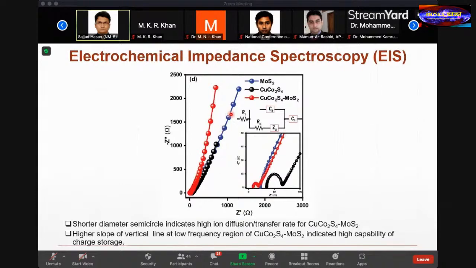The vertical line at low frequency for both molybdenum sulfide and copper-cobalt sulfide has almost the same slope, but the nanocomposite showed a higher slope. This also indicates the nanocomposite has a high capability of charge storage.